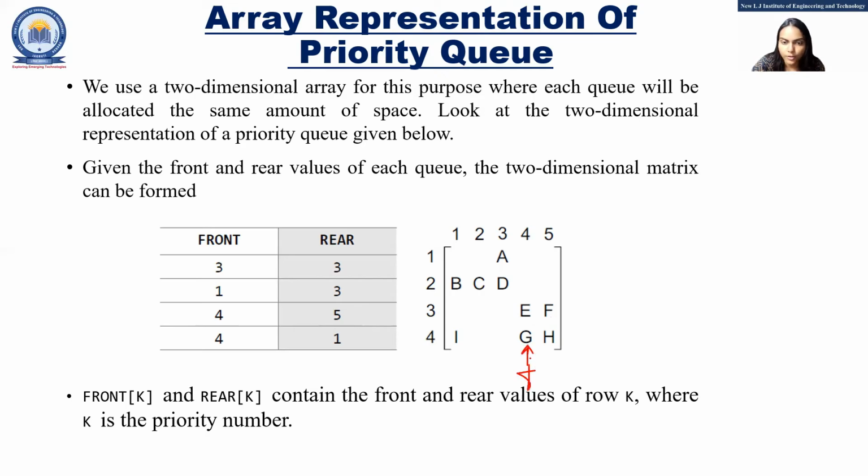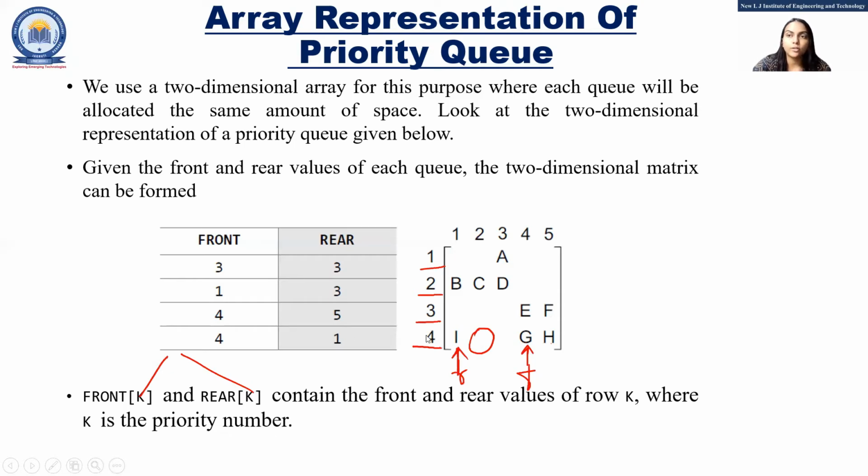So here it is the front pointer. So insertion, insertion, and insertion. This is the rear pointer. So if we want to insert one more element, the rear pointer will increment, right? So front of K and rear of K. Okay, what is K? 1, 2, 3, 4. We can say it is a row also, as well as it is the priority number, right?